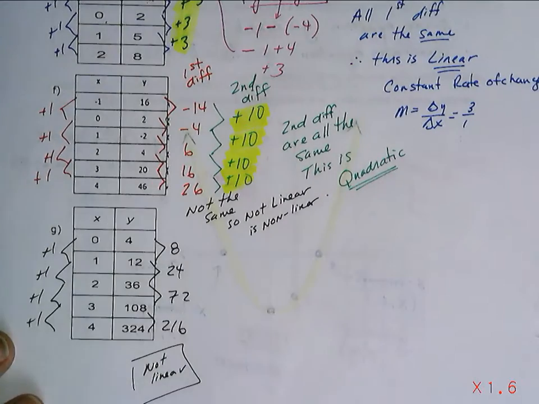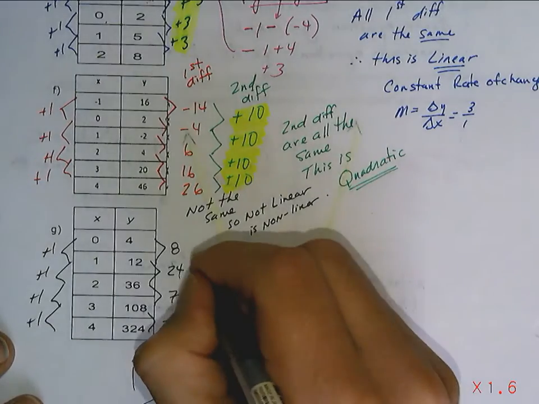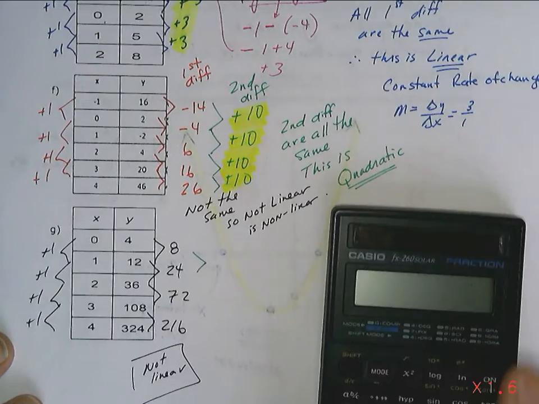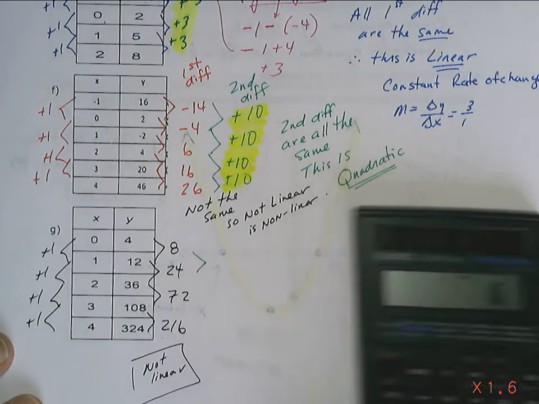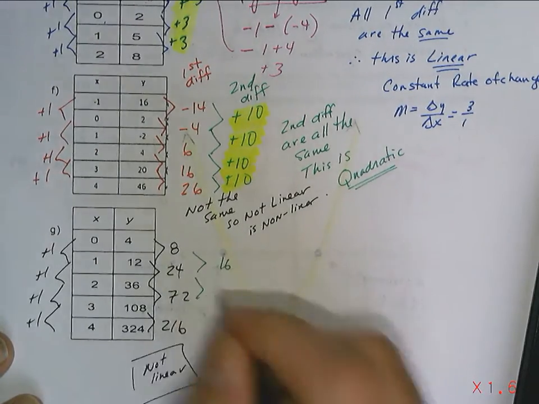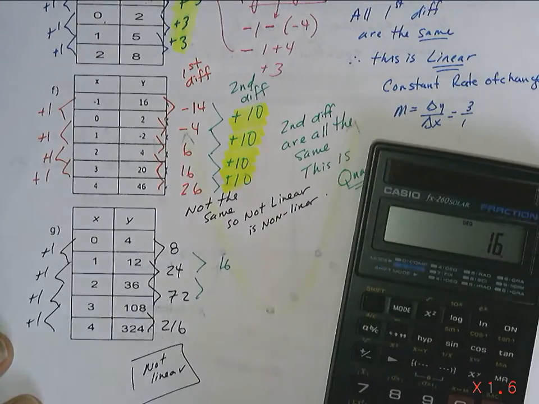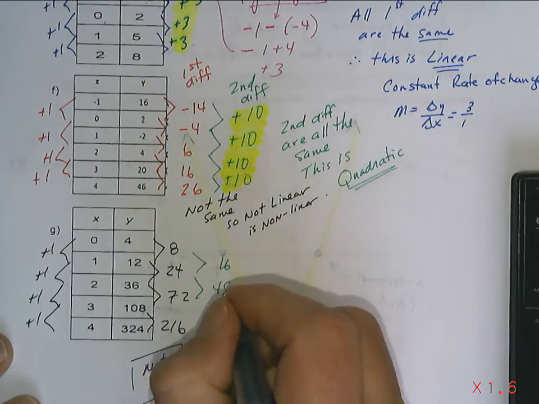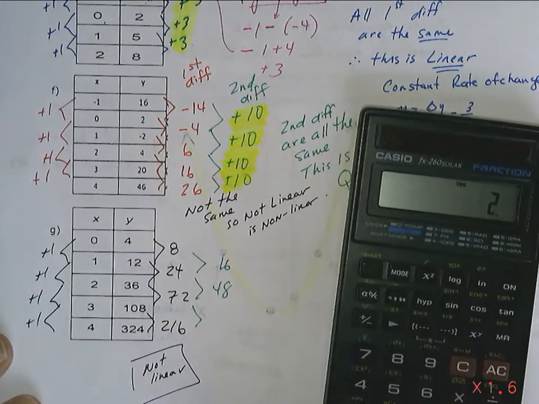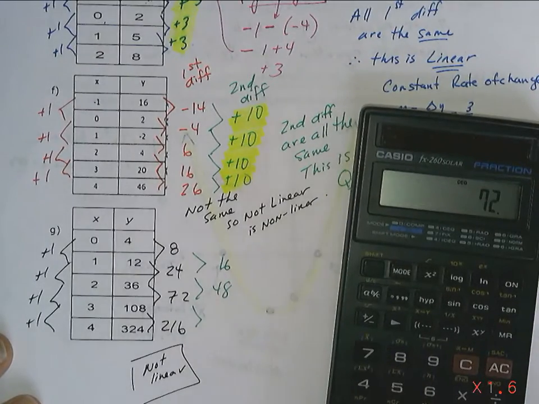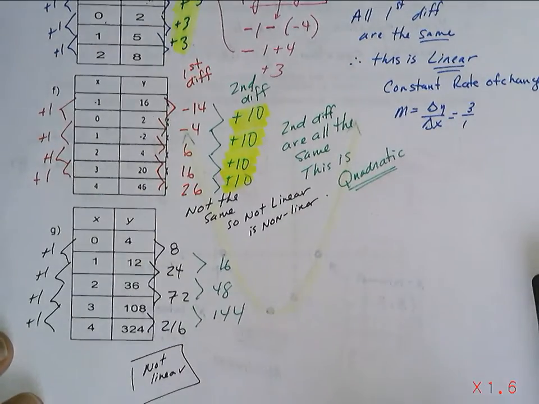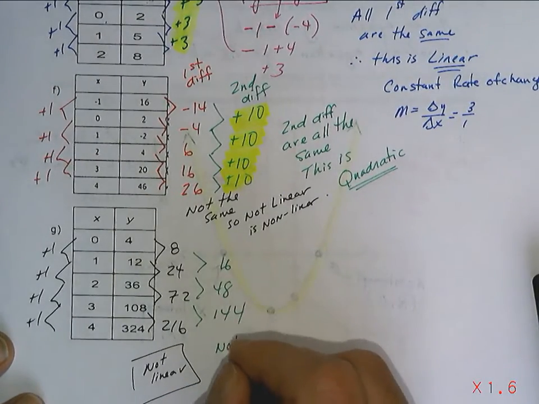Let's do the second finite differences. What does it take to go from 8 to 24? Well, a fast way to do that is 24 minus 8, 16. What does it take to go from 24 to 72? Take 72, subtract 24, 48. And 216, subtract 72, 144. They're not the same, so guess what? It's not quadratic.